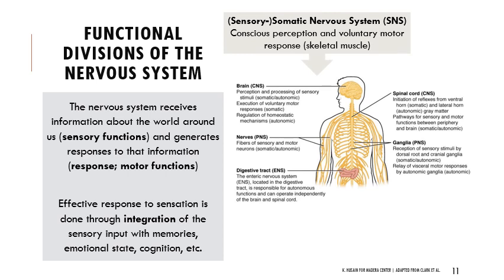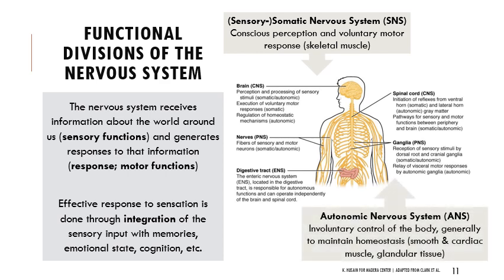So the somatic nervous system, the SNS, involves conscious perception, interpreting a stimulus, making it more meaningful, and then voluntary motor response. Here, the effector, the thing that acts on this due to a signal from motor neurons, is skeletal muscle. It's voluntary. Whereas with the autonomic nervous system, the effectors are smooth or cardiac muscle and glandular tissue. So this is involuntary control of the body to maintain homeostasis, the autonomic nervous system, or ANS.